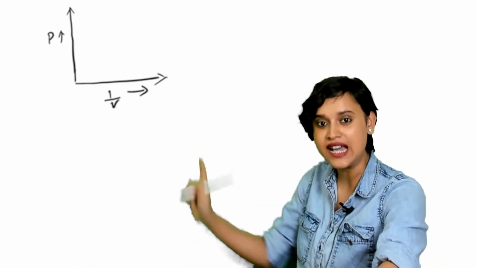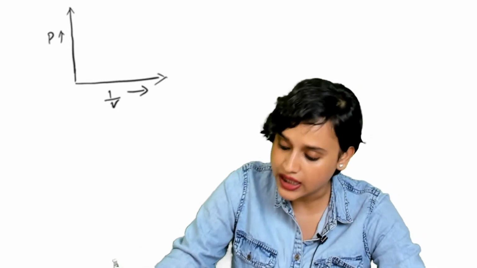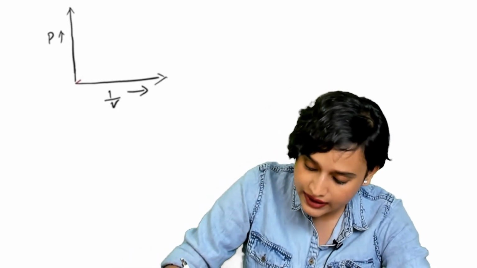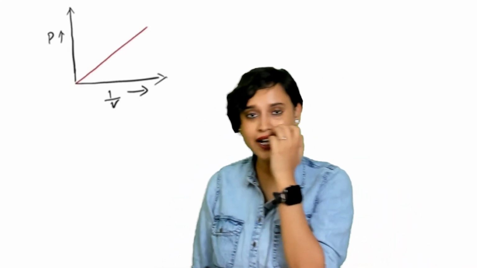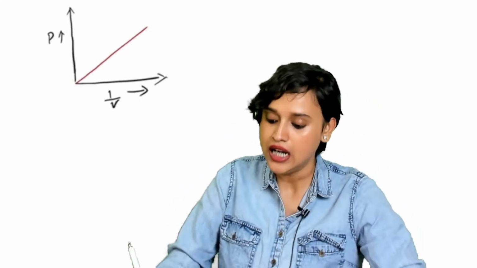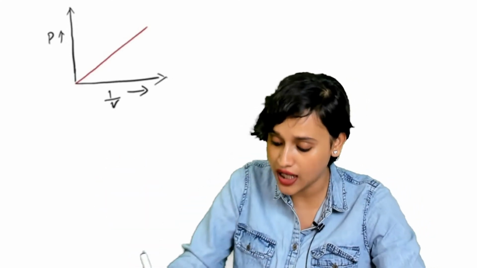See, P is directly proportional to 1 by V, right? So in this case, what will be the graph? The graph will look like this. It will be a straight line. Am I right, everybody? So this is also Boyle's law, guys.